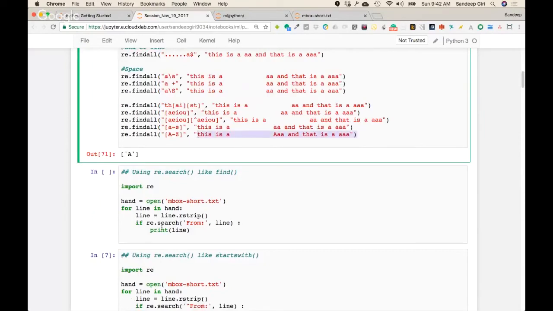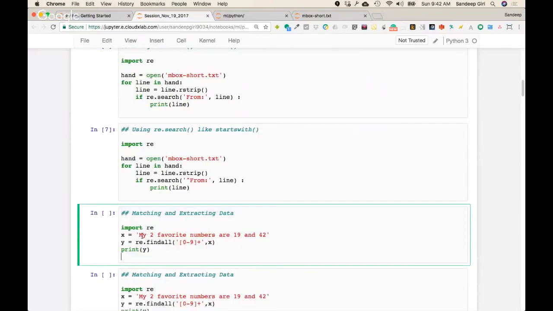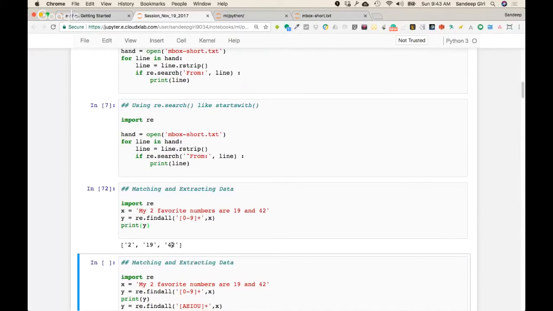Similarly, it will also match with numbers. For example, here we are saying find all 0 to 9 plus. It is going to match with 2, 19, 42. What are we saying? We are saying 0 to 9 and any number of these. Plus means any number of the preceding character or character range. So the thing preceding the plus is the square brackets, and those square brackets represent a single number. Is it clear to everyone? See, 2, 19, 42.